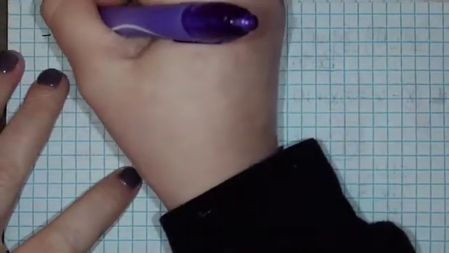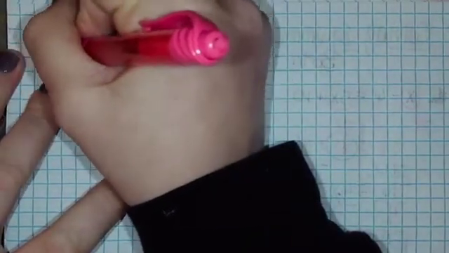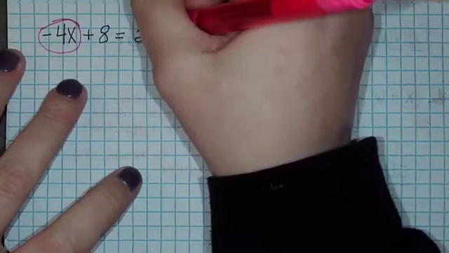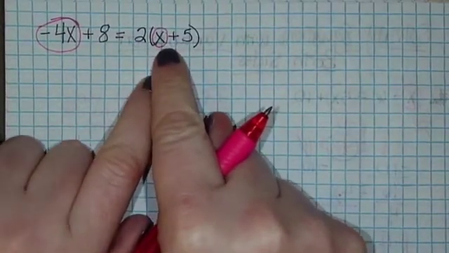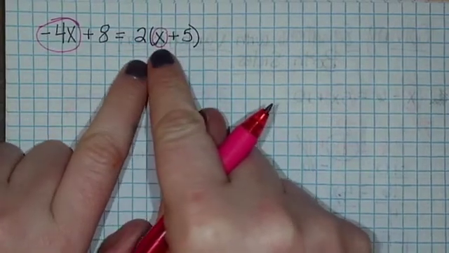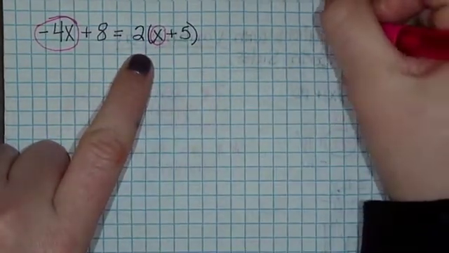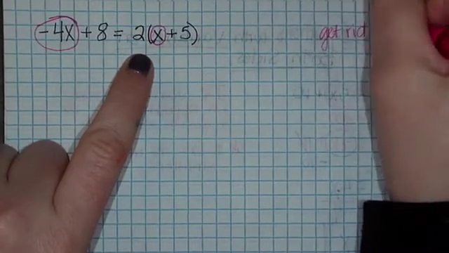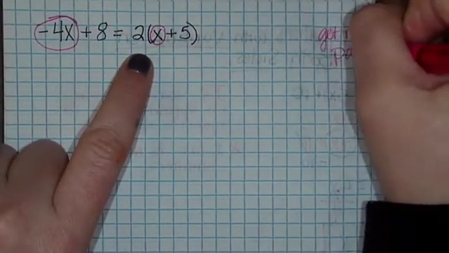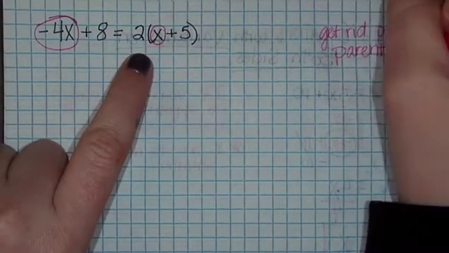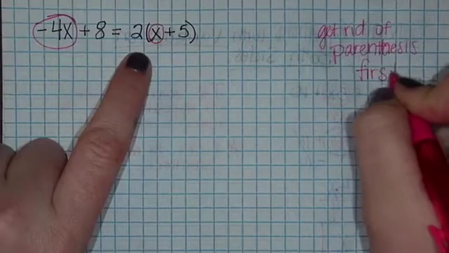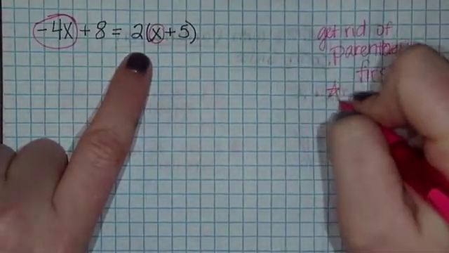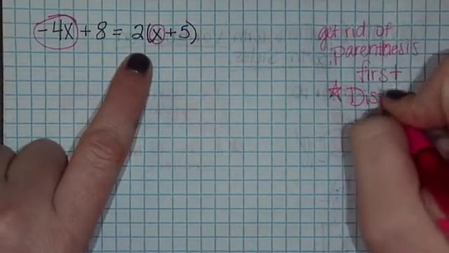notice if I circle the variable, oops, I wanted to use pink again. So if I circle the variable and I circle the variable, notice there is a parentheses in front of this x. So we have to get rid of parentheses first. So remember, to do that you distribute.